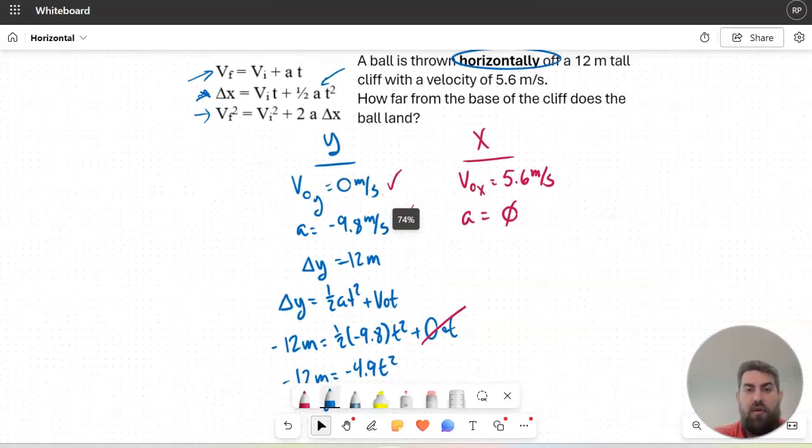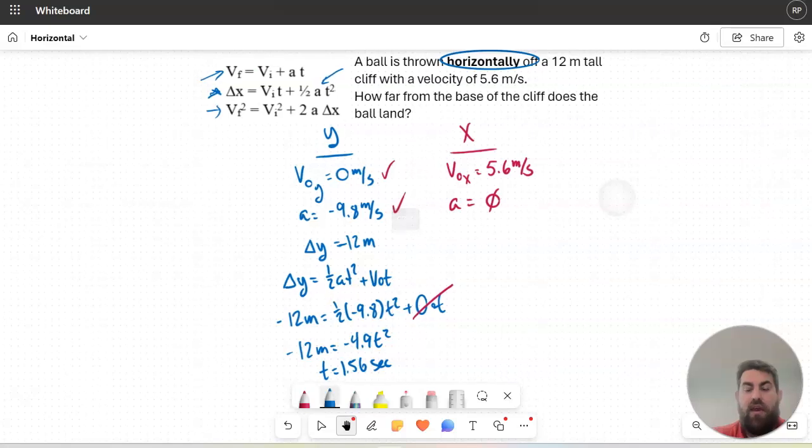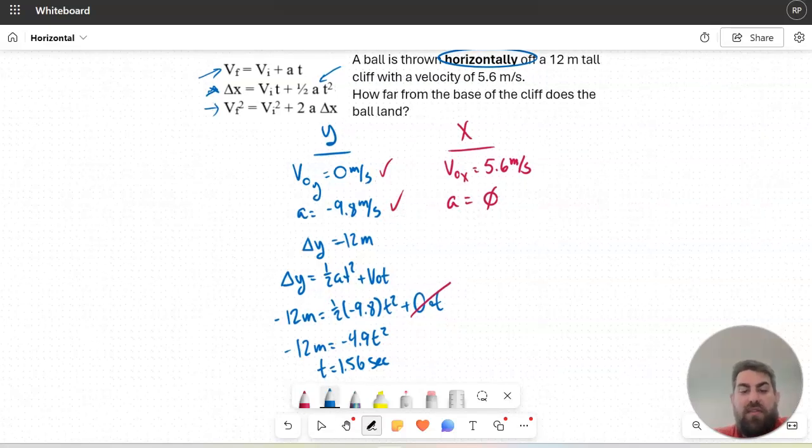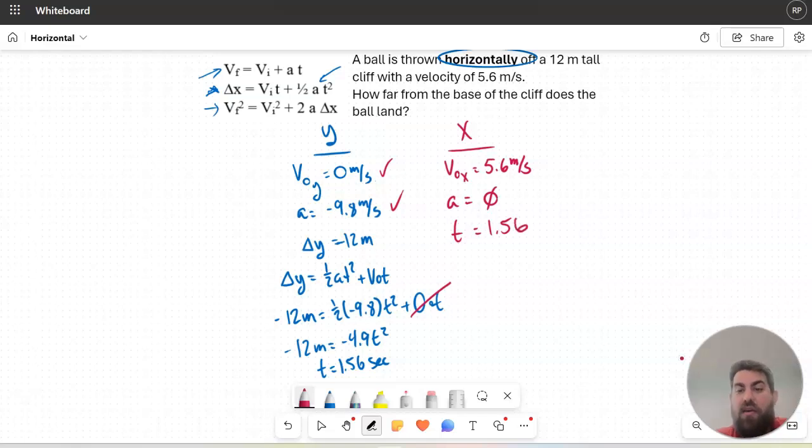Okay, so if we go back and look what it's asking for, how far from the base of the cliff does the ball land? Mr. Peterson, this didn't ask for time. Correct. But time helps us a lot to solve for these problems because time doesn't just work in X or Y. We can use time in both. So now we have the time for the X movement as well. So when you find the time in the Y, you've also found the time in the X.